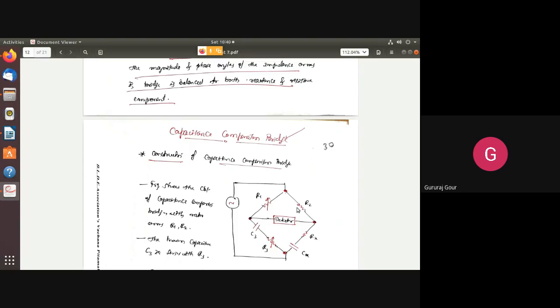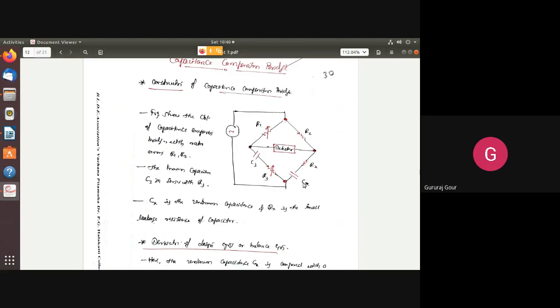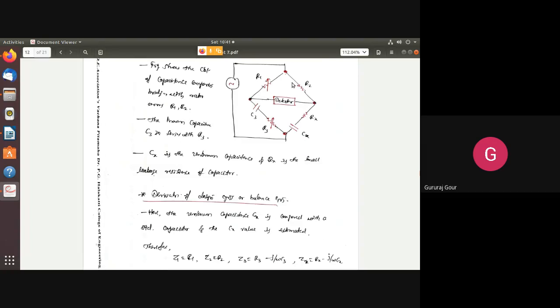Now let us see the capacitance comparison bridge here. As you can see, the capacitance comparison bridge consists of first arm as variable resistance R1, second arm as fixed resistive value R2, third arm consists of C3 connected in series with variable R3, and fourth arm is unknown, that is Cx in series with Rx. So the detector, that is headphone, is connected between these 2 points.